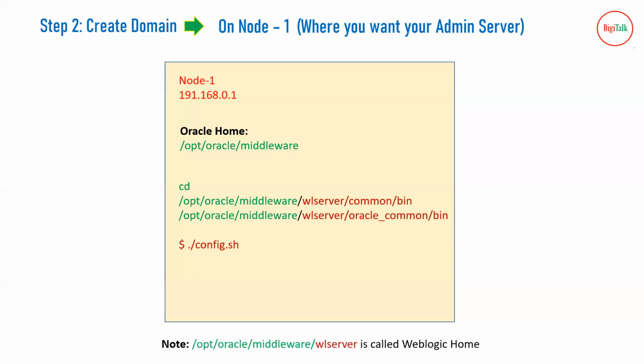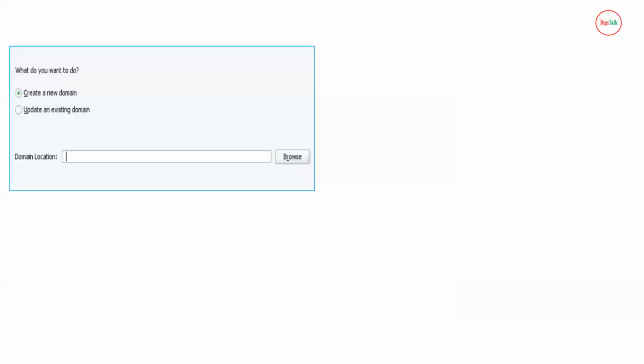Here you can note that the directory wlserver is called the WebLogic home. The path where we installed our WebLogic server, which was /opt/oracle/middleware, is called the Oracle home, and inside that, once you install WebLogic, there will be another directory called wlserver, which is your WebLogic home. Once you initiate the wizard, you will get certain screens for the configuration of your domain. The first one is to create a new domain, so select the default option, and then for the domain location, specify the path where you want to create your domain.